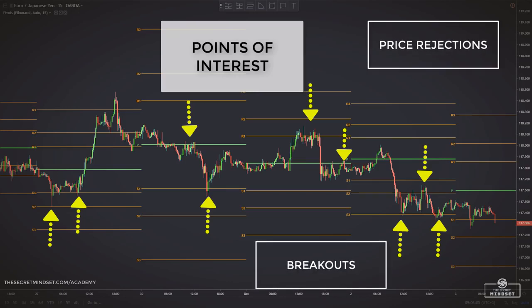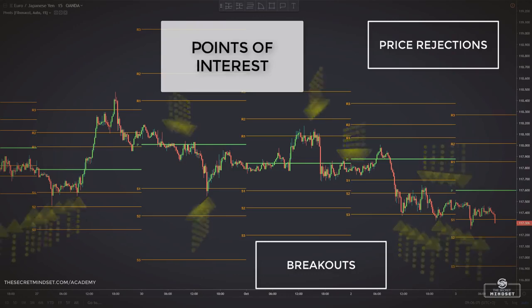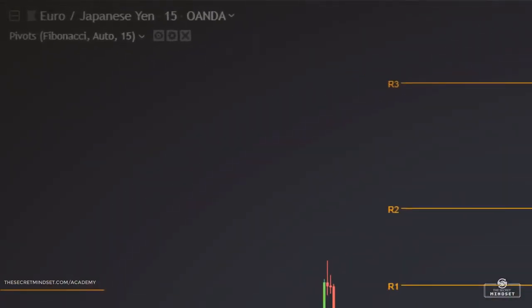Many Forex traders are aware of what pivot points are and may even incorporate these support and resistance levels into their trading strategy, but there are many different variations of pivot points. The ones you are most likely familiar with are the standard pivot points. One of my favorite types is the Fibonacci pivot points.